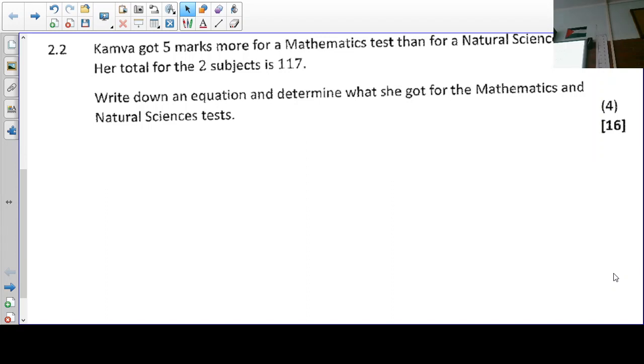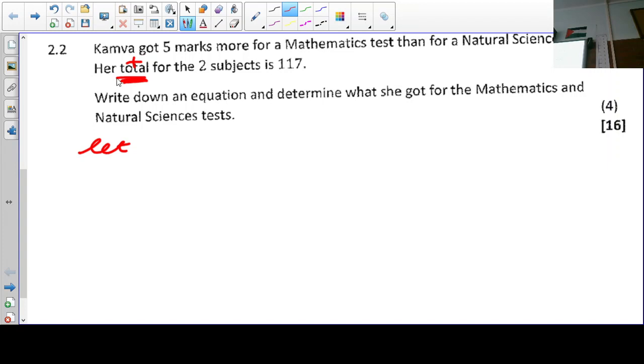You will be told Canva get 5 more for mathematics test and a natural science test, which is a good sign. Eh? We get more for maths always. Yes. A total for the 2 subjects is 117, which means to say what? The total, what must we do here? We must add. Of the 2 subjects, 117. So what does that mean? So we say we always let the smaller one be x.